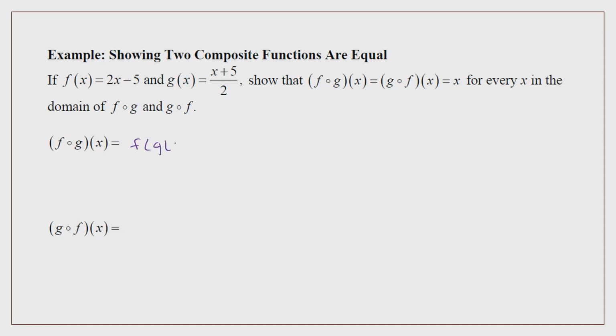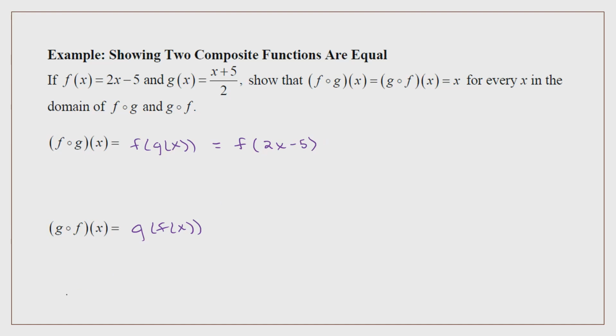Both of these two composite functions are equal to x. And then g of f of x. All right. So in the first one, g of x is our x, and we're going to substitute it into f. And then in the second one, it's the reverse. So we're going to take f of x as our x and substitute it into g of x.